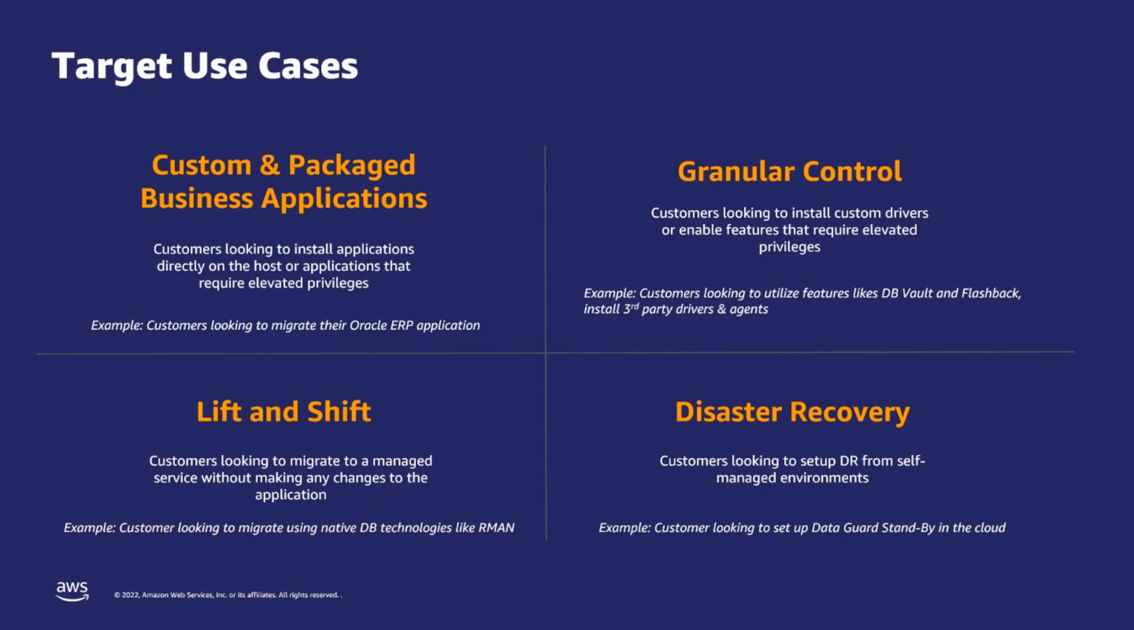And lastly, as a disaster recovery, if you want to set up a disaster recovery database in AWS with your primary being on premise or on any self-managed option, then you can set up the DR as a Data Guard standby in RDS Custom.